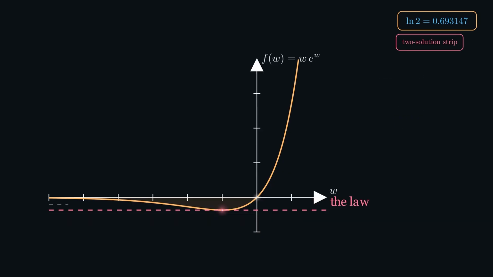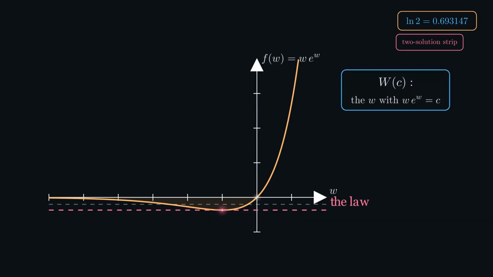And so the inverse function is born. For any c that's allowed, define w of c as the answer to w times e to the w equals c. On the two-solution strip, there are two versions, w0 from the valley's right wall and w minus 1 from the left wall. That's the whole invention. It's called the Lambert W function, and you and I just built it from a product rule and a valley.